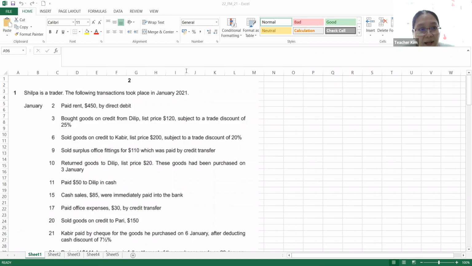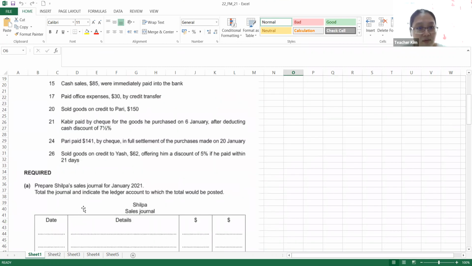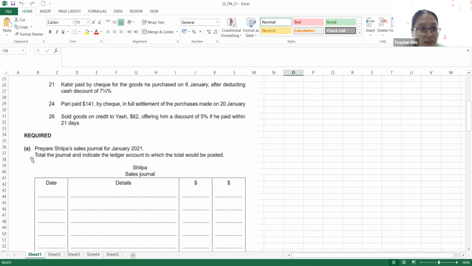Okay, Shipa is a trader. The following transaction took place in January 2021. January 2nd. So see the question like this. You will guess that it could be related to petty cash book or cash book, but we can see the question is not. Okay, so what we see is they asked to prepare the sales journal. Okay, total the journal and indicate the ledger account.